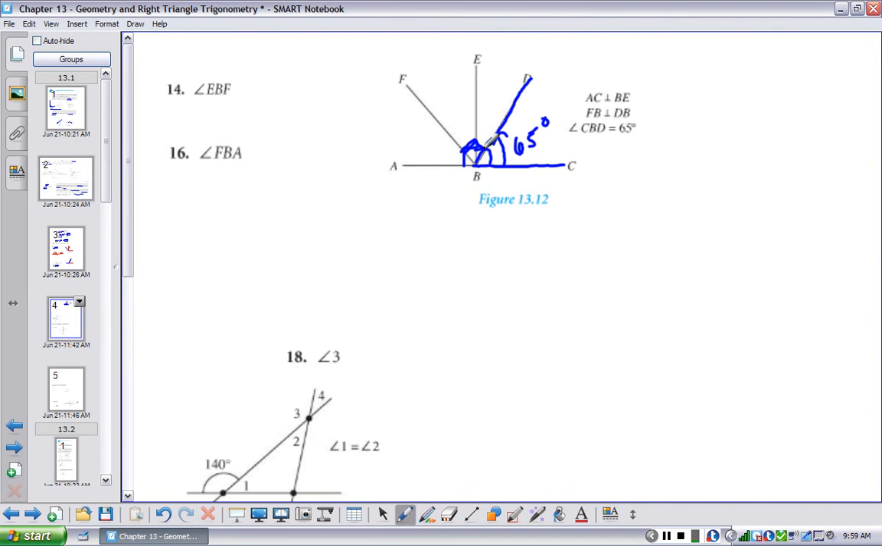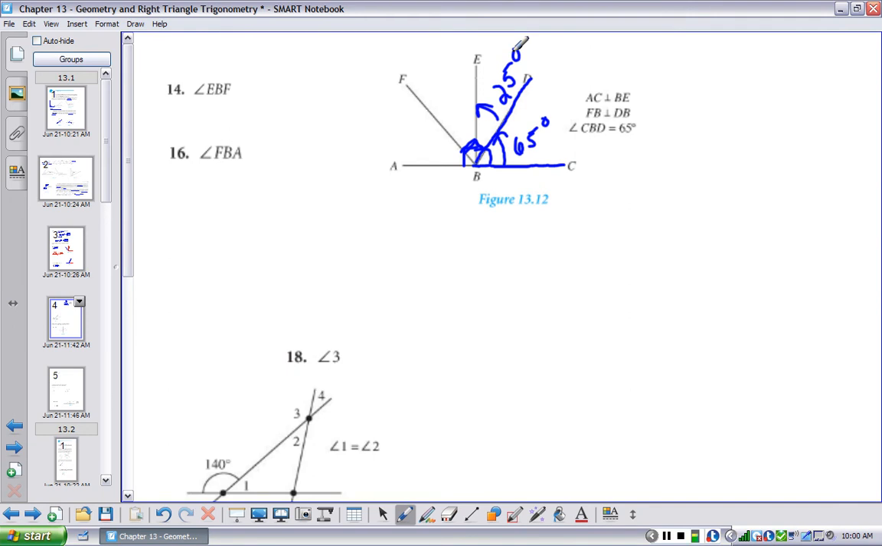EBF. Well, if we look at EBD, we know that this forms a 90-degree angle, so this angle here is going to be 25 degrees. Okay? EBD is 25 degrees.